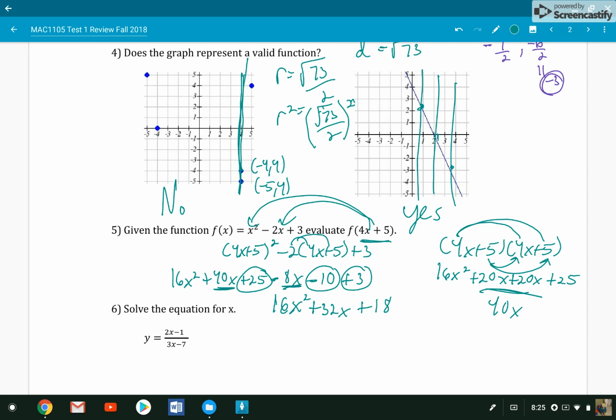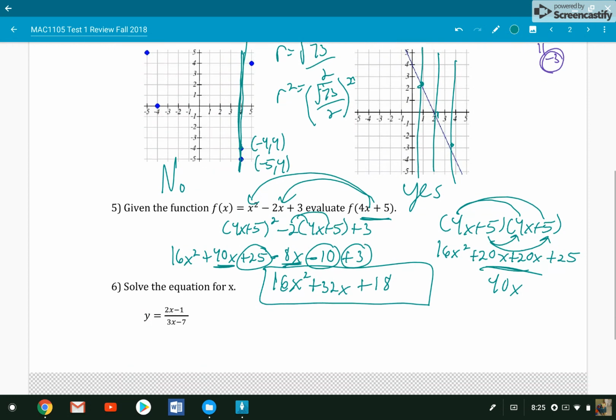Now it's tempting to try to do more with this. You could factor out a 2, and this might even factor further, but you don't have to take it any farther than that. Just plug in your 4x plus 5, simplify that down, and there's your result there.